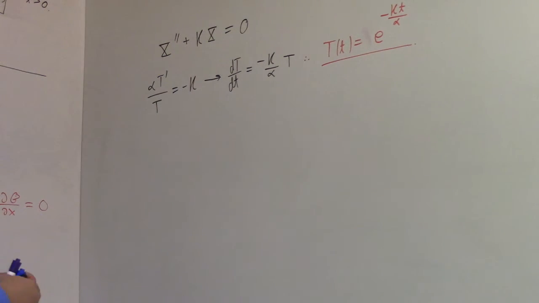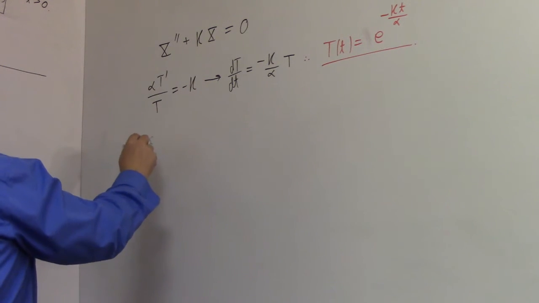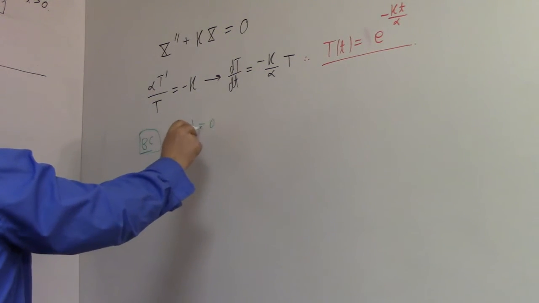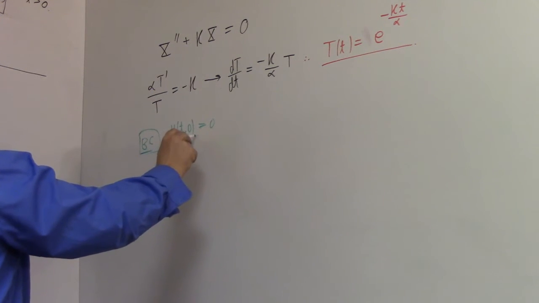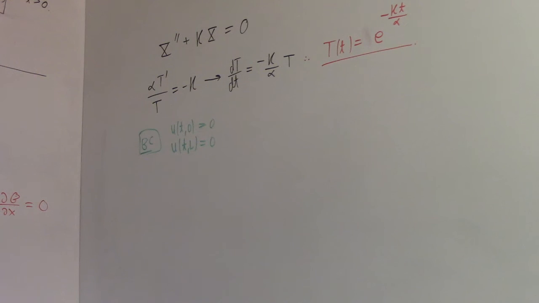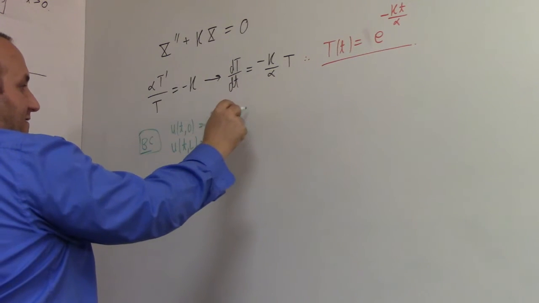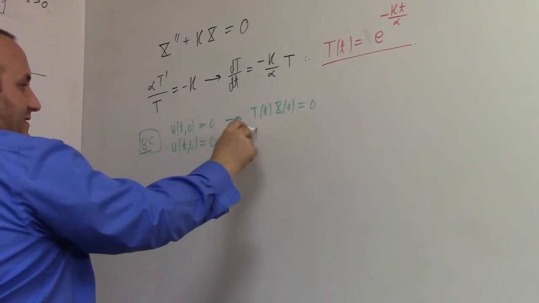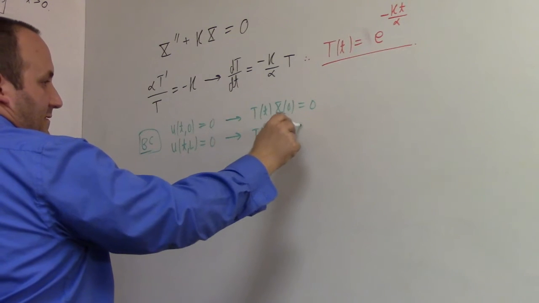For this guy though, we have to go back. We have not yet used the boundary condition or the initial condition. So now let's use the boundary condition. You have u of t, 0 equal to 0, and u of t, L equal to 0. Those are not conditions on x just yet, but give us three seconds, they'll become that. Because this says that T of t times X of 0 is equal to 0. This says T of t times X of L is equal to 0.